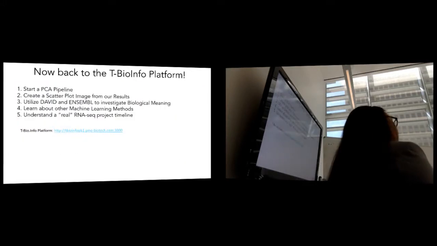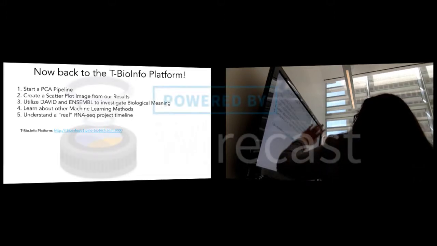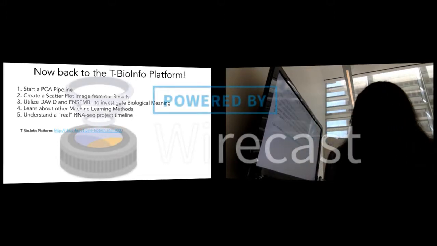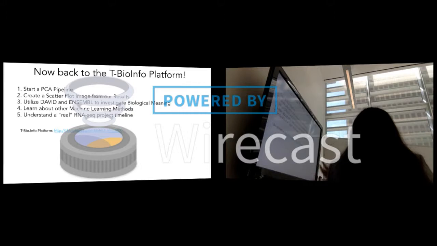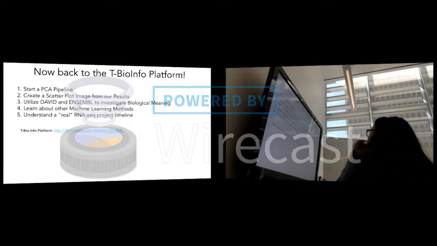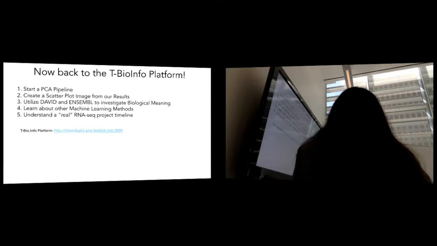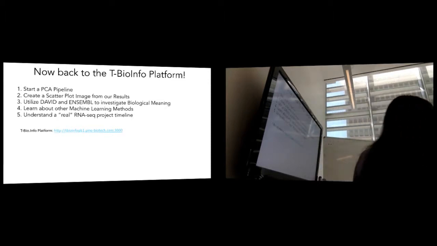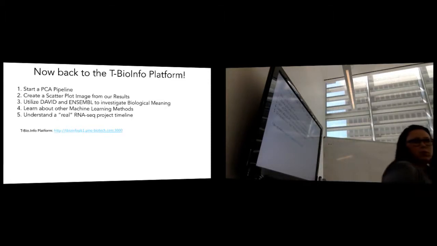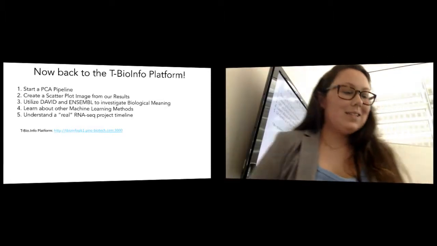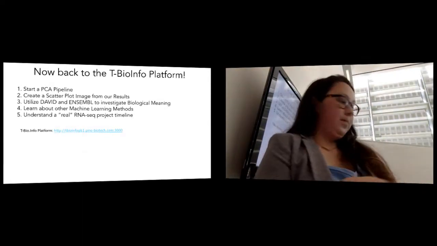Alright, so we're going to go back to work now. We're going to go ahead and actually take that pipeline and make a scatter plot to see the results. Then use DAVID and Ensembl to have a biological meaning. I'm going to talk to you about some other machine learning techniques and then give you an idea of what an actual RNA project would look like. So let's go back to the T-Bio platform.